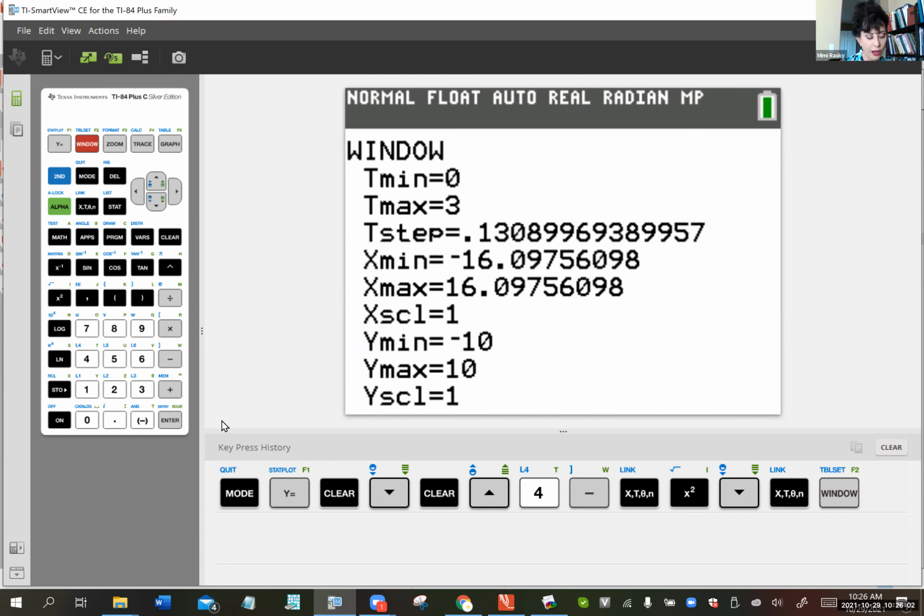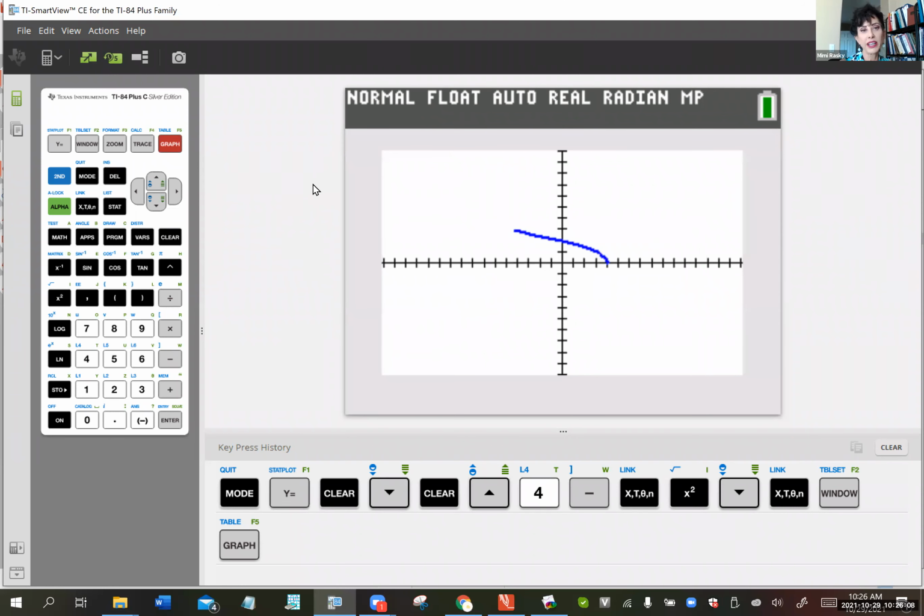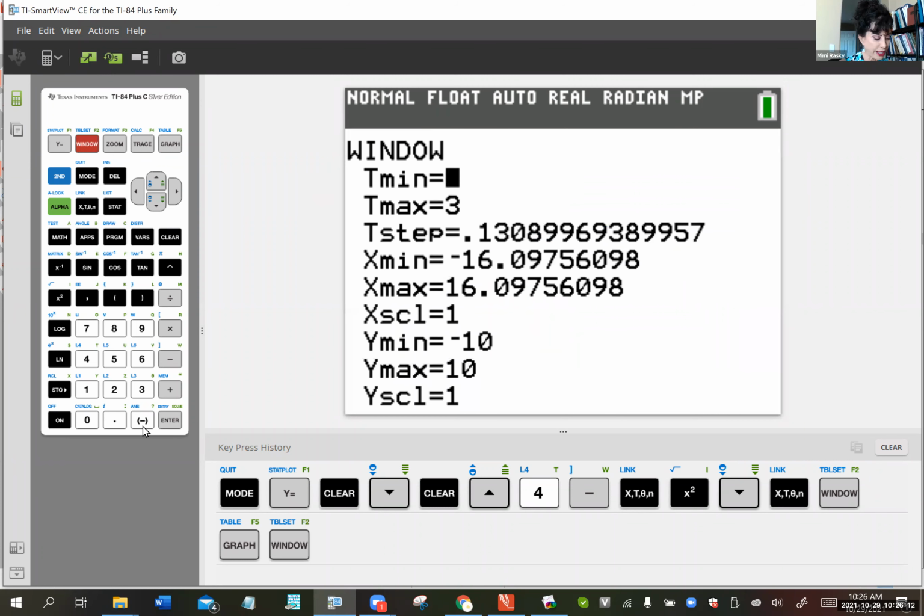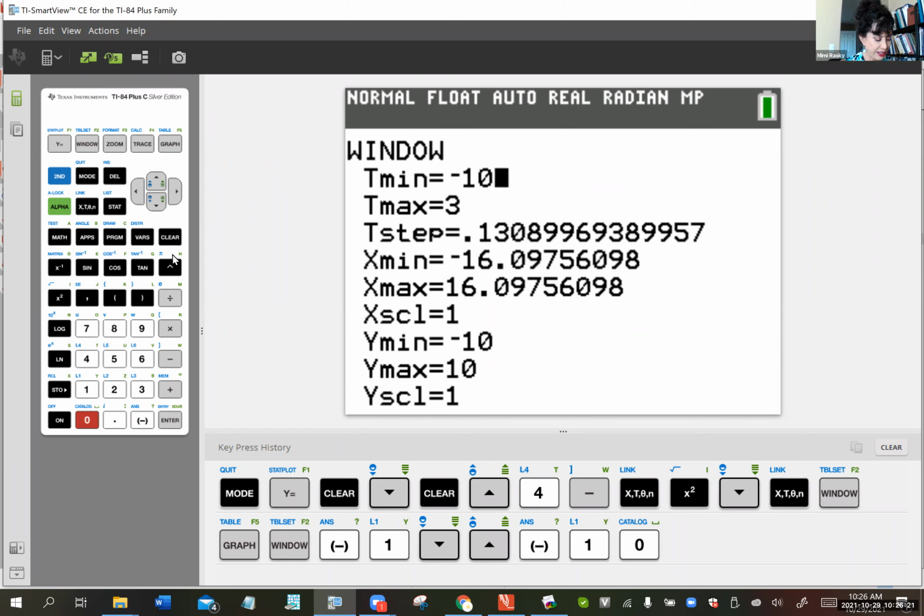This window won't get the whole picture. Let me just show you. If I let t min be 0 and t max be 3, I'll only get a portion of the actual picture. So this one, I need my t minimum to be something negative. Oops, and I wanted negative 10. And then my t max, let's have it be positive 10 so we can see.